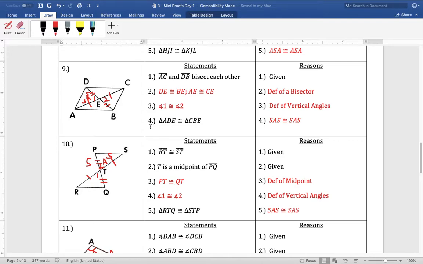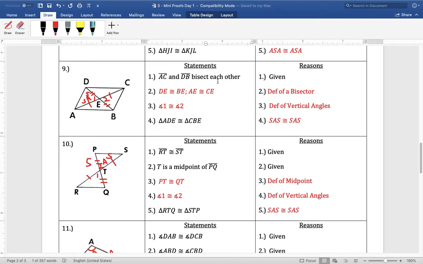There's a lot of triangles here. So sometimes it's important you go to the end right here and you take a look at what it is you need to prove are congruent. And that's triangle ADE, triangle CBE. So this triangle right here, CBE. That kind of zeroes you in on the parts you need.